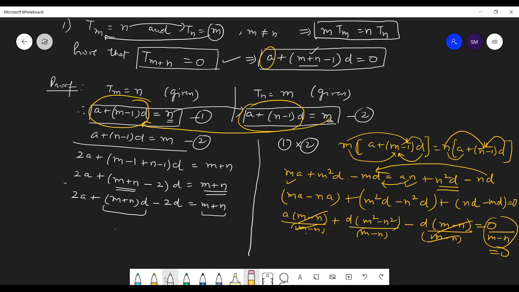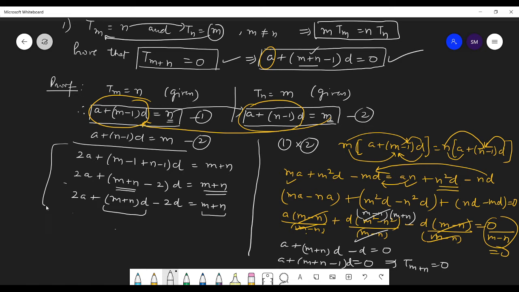So now we can write this as a plus. So this is m minus n square. So m square minus n square, m minus n into m plus n. So m minus n will cancel out. So I will be left with m plus n into d, and minus d is equals to 0. So now d is common. So a plus m plus n minus 1 into d is equals to 0. And so this is the same thing that I was aiming for. So I can write it as m plus n is equals to 0.